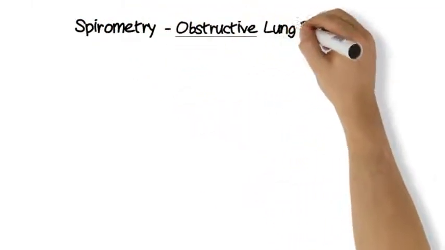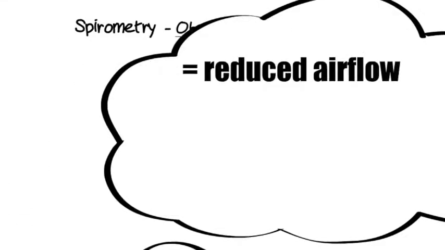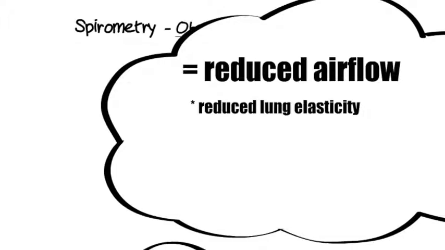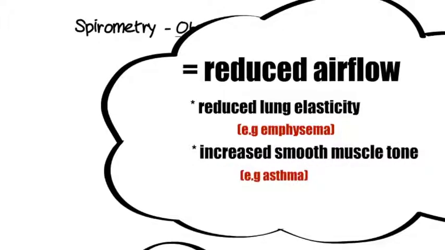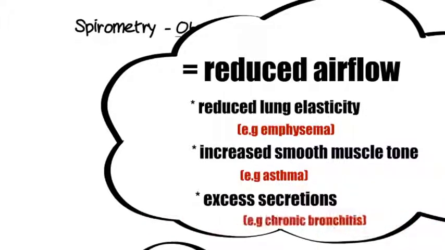The pathogenesis of obstructive lung disease results in reduced airflow through the airways. This may occur due to degraded elastic properties of the lung parenchyma, such as in emphysema, increased airway smooth muscle tone in asthmatics, or excess secretions within the airway lumen in patients with chronic bronchitis, bronchiectasis, or cystic fibrosis.